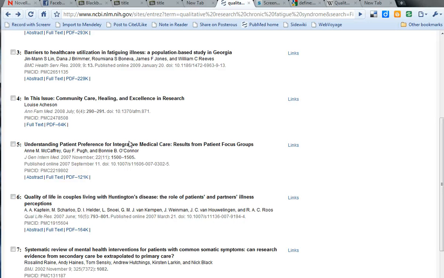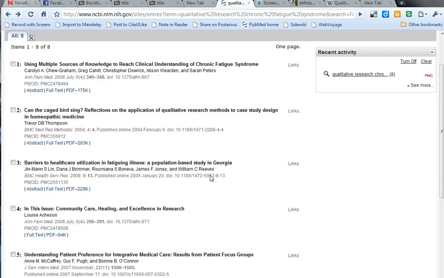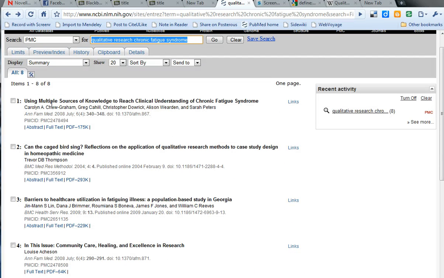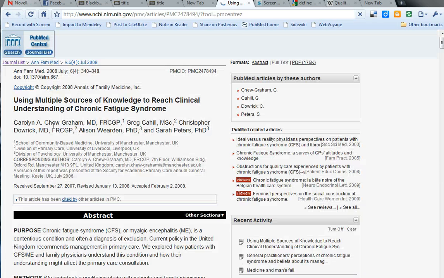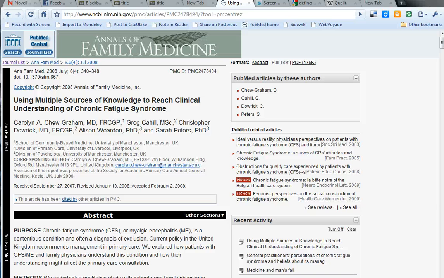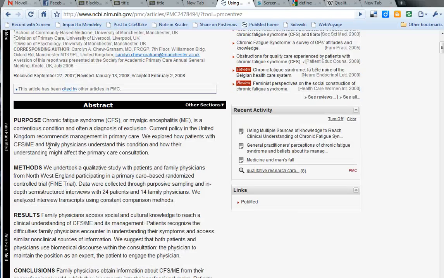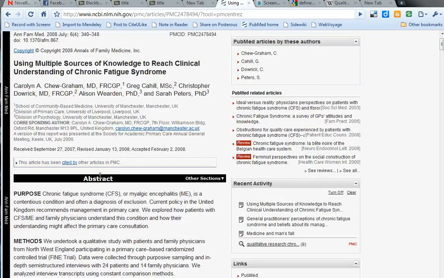So integrative medical care, that's a term for really more complementary therapies often. Let's see, the most up-to-date, using multiple sources of knowledge to reach clinical understanding of chronic fatigue syndrome. So there will be a lot more research which will not be on PubMed Central, but I'm just showing this to see what it's about. So here we go. This is a study.